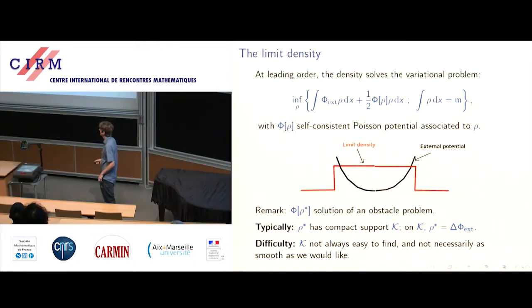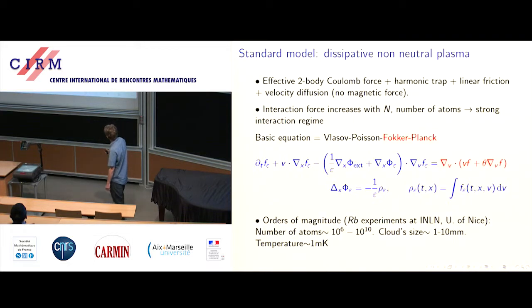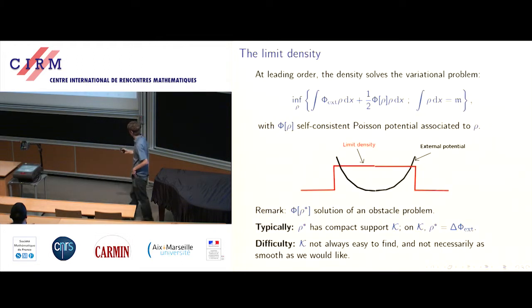If you take your equations at leading order and you minimize the energy at leading order, then you get what should be the limit density, and it should solve this variational problem. This is the external field, the external energy, if you want, the trapping energy, and this is the self-consistent Poisson energy. If you remember, these are the leading order: there's one over epsilon here and one over epsilon here, so at leading order they essentially balance. So here's the variational problem you have to solve.